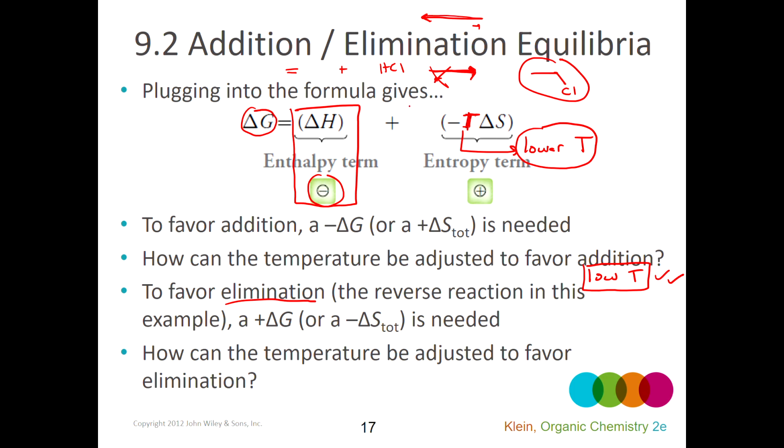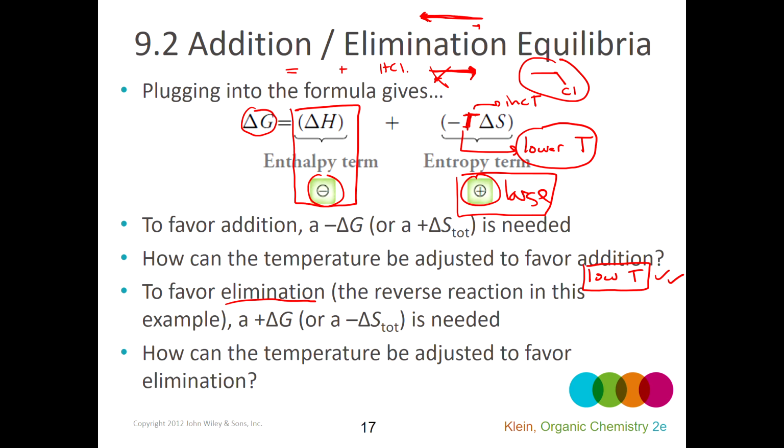So in that case, I would increase the temperature. By increasing the temperature, I make this term, which is positive, as large as possible. I would need it to be especially large to make it larger than the negative sign here, so that delta G becomes as positive as possible and shifts the equilibrium back.